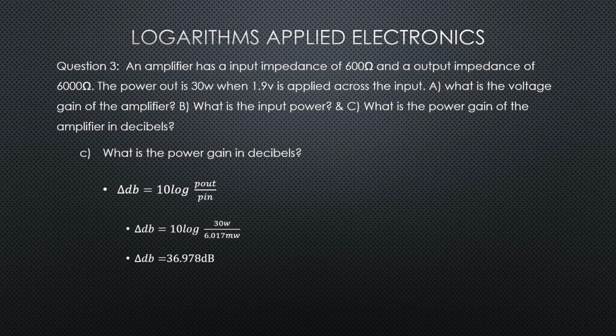Now be careful, because you might be tempted to use the 20 log V out over V in formula, and that will give you an incorrect answer, because that formula only works when the impedances are matched. In this question, we've got 600 ohms on the input and 6,000 ohms on the output. So we really have to use the power formula to calculate the dBs.